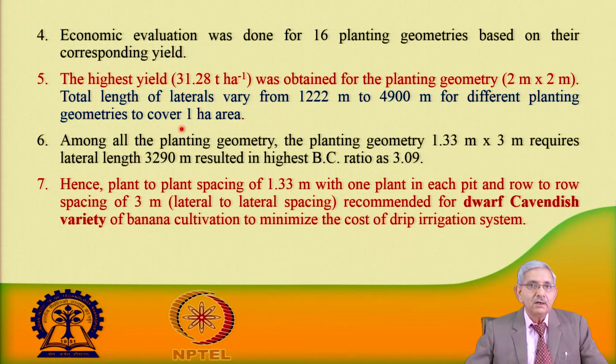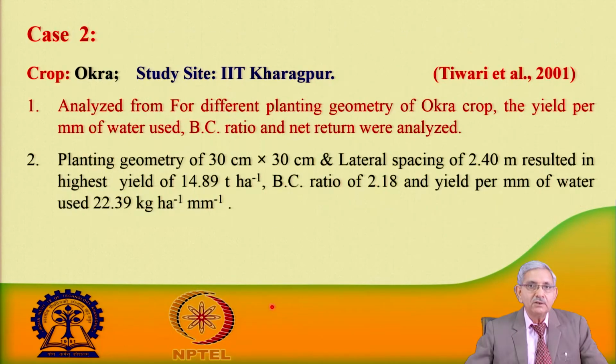3290 meter length of the lateral with the benefit cost ratio of 3.09. So, what we find is that the plant to plant spacing of 1.33 meter, keeping one plant in each pit, and row to row spacing of 3 meter is recommended for the dwarf Cavendish variety of banana cultivation to minimize the cost of the system.